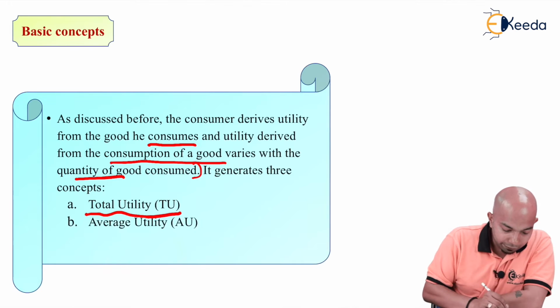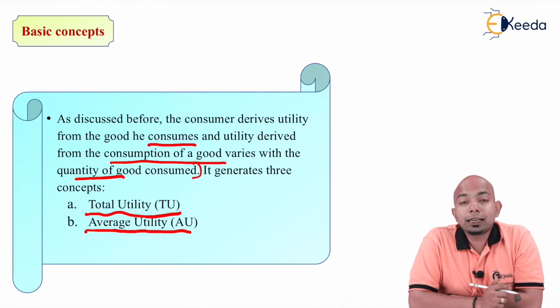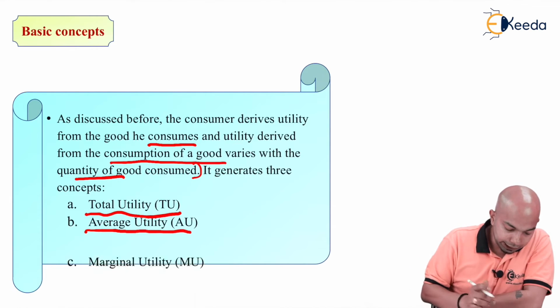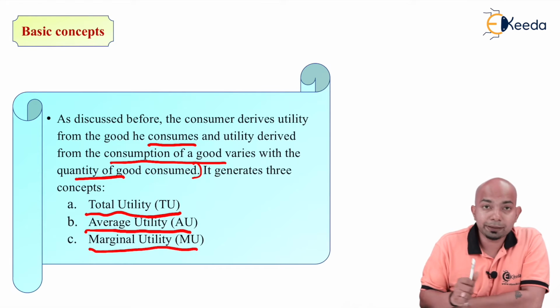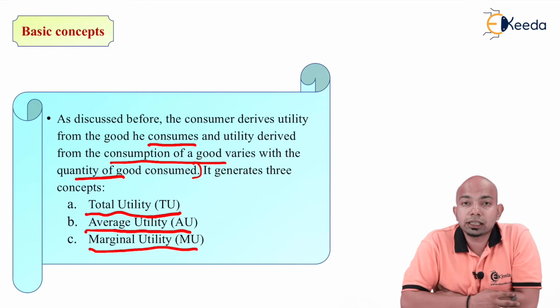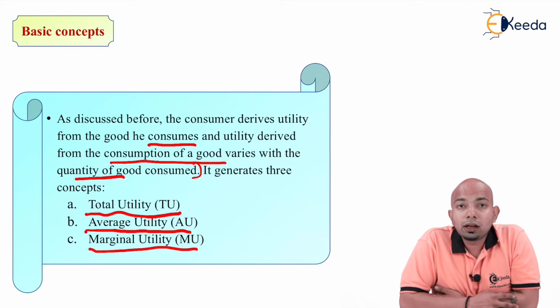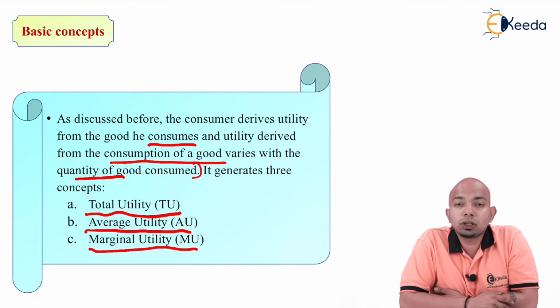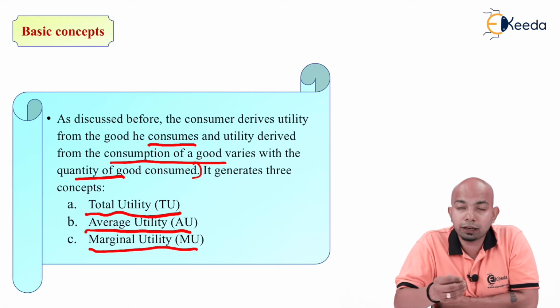The next is average utility, AU. After finding out the total utility, if you divide it by the number of units that you have had, you will figure out the average utility. And the next one is marginal utility, MU. Marginal utility tells you, if one additional unit of that product is consumed, how much it is going to add to the satisfaction.